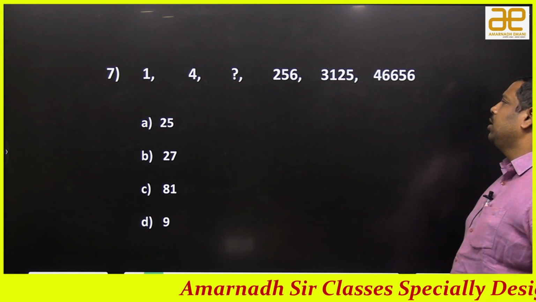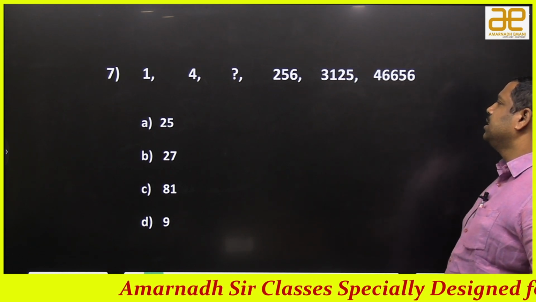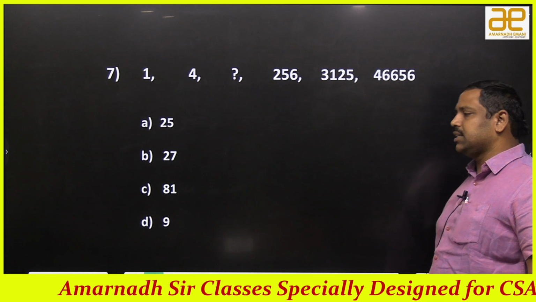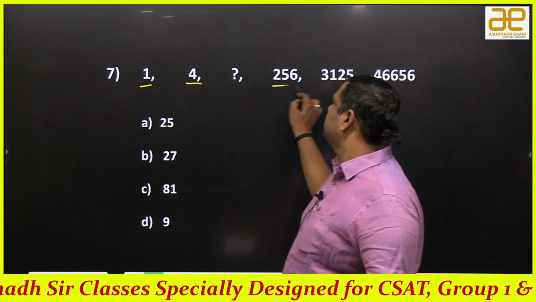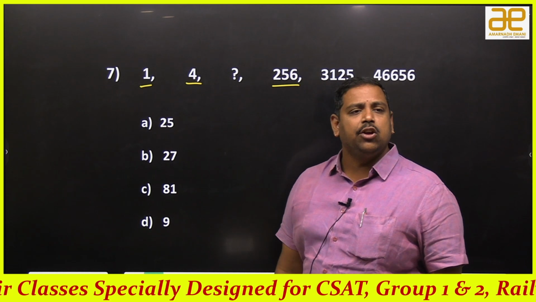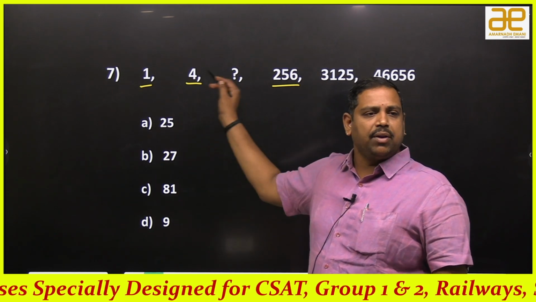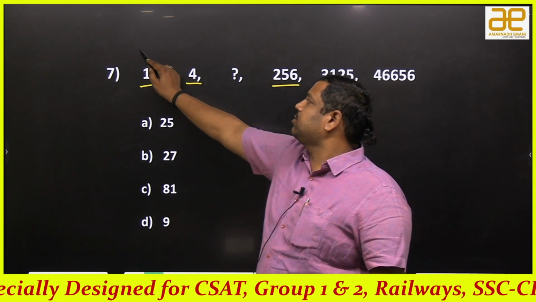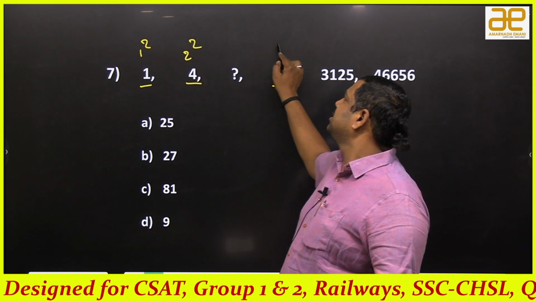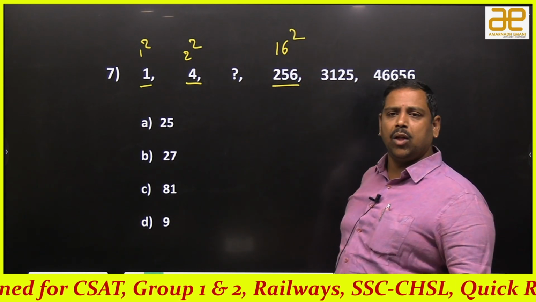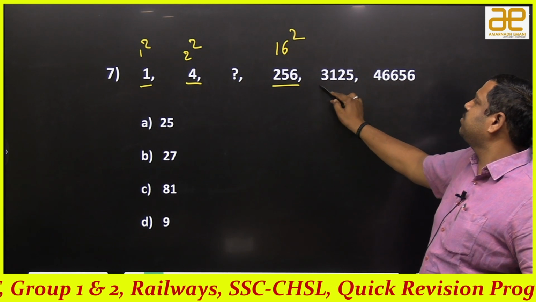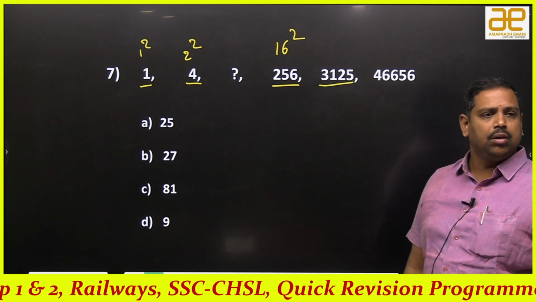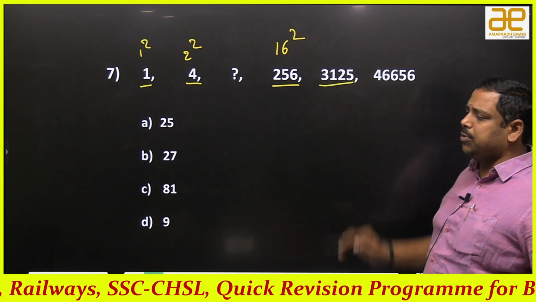1, 4, question mark, 256, 3125, 46656. Actually, these three numbers will confuse you because all are perfect squares. So this is 1 square, 2 square, 16 square. Okay, so then what happens? We will check which one is a square. So this is unfortunate, it is not a perfect square.